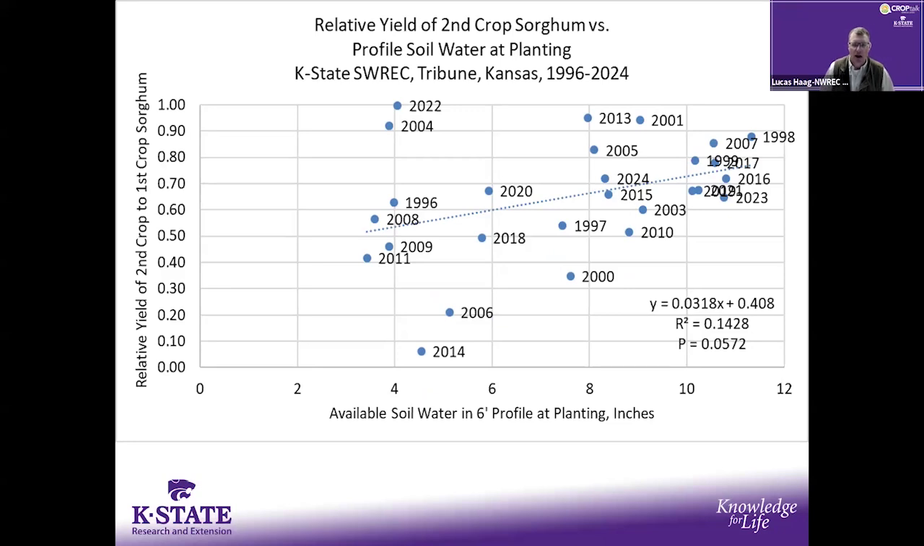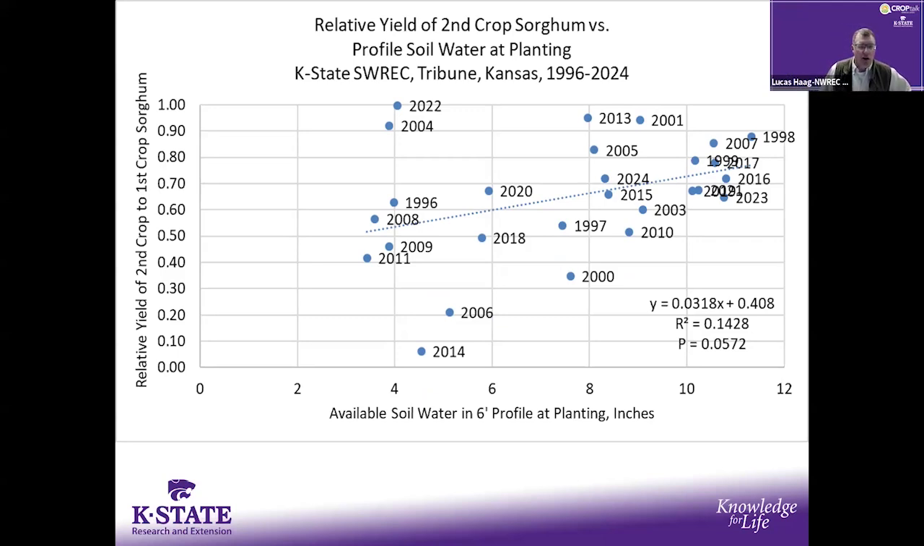And I think this is really interesting. I'd argue still probably one of the more interesting graphs I've ever created the first time I looked at this. And this is relative yield of recrop sorghum to the first crop versus how much water did we have in the profile planting. So in other words, a value of 0.7 means that sorghum into sorghum stalks made 70% of what sorghum into wheat stubble did.